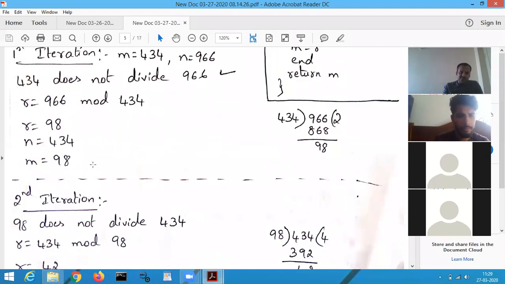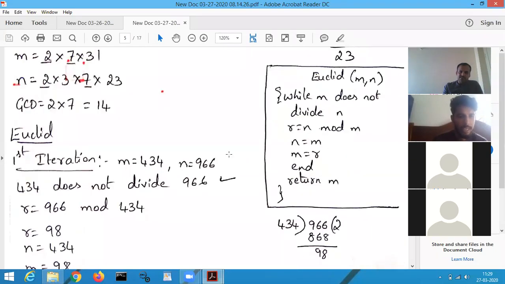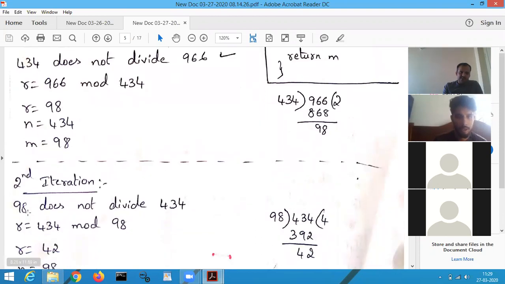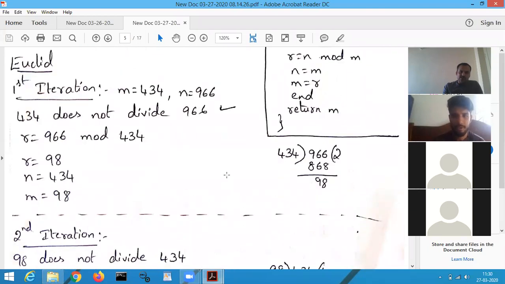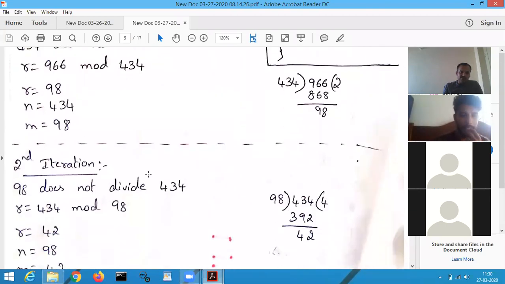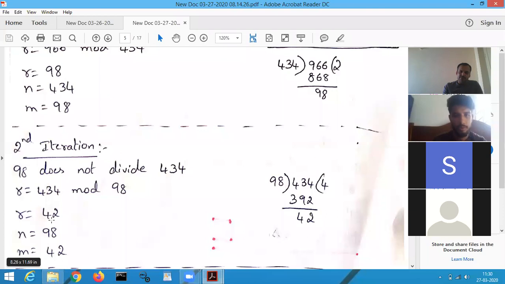In the second iteration, N is equal to 434 and M is equal to 98. Once again, continue. While M does not divide N, M is 98. 98 does not divide 434. The condition is true. That's why R is equal to N mod M. N is 434, so 434 mod 98, the remainder is 42. I'm storing the remainder in the variable R.